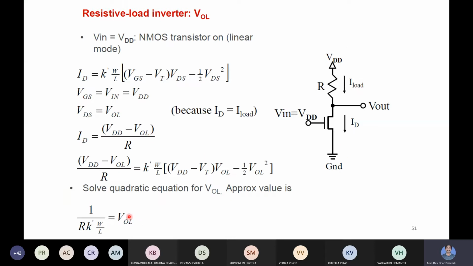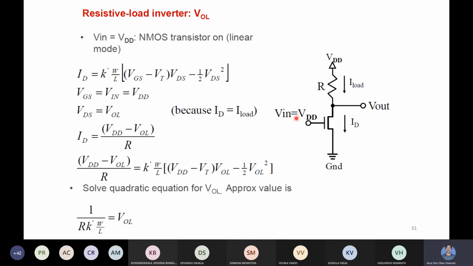Here we can see VOL is coming as 1 upon R K dash W by L. R is the on resistance of the transistor, and K dash is mu n COX, where mu n is the mobility of the electron and COX is the oxide capacitance. So R times K dash W by L, 1 upon R K dash W by L. This much value is coming. So what is considered here? Vin is equal to VDD.